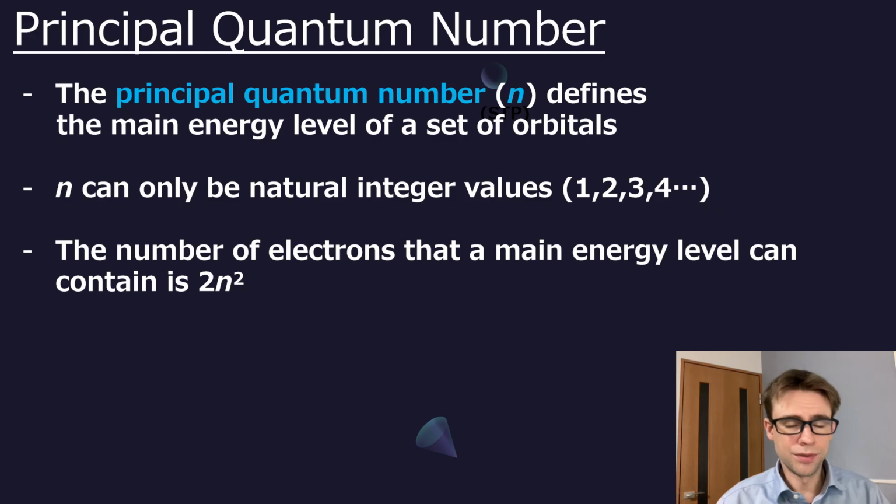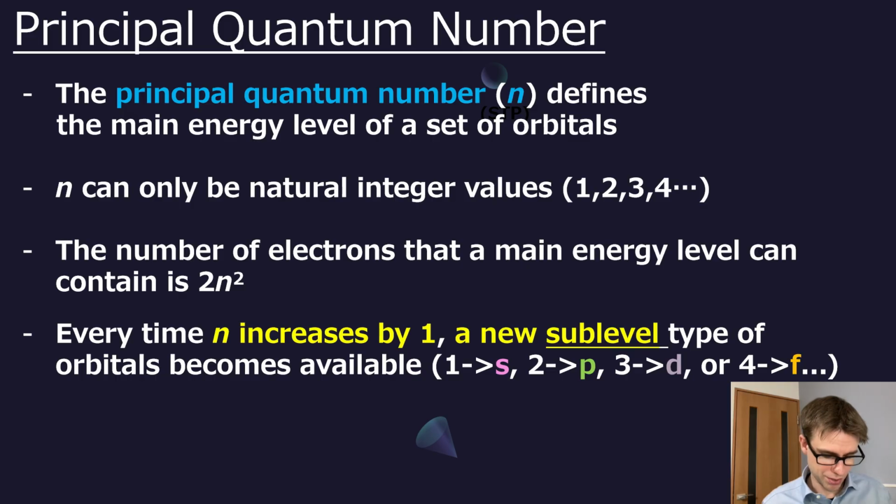Now, the number of electrons that a main energy level can contain is 2n squared. So level 1 can have 1 squared times 2, 2 electrons. Level 2 can have 2 squared times 2, 8 electrons. And that will go up and up and up quite quickly. We'll get into why that is in my next video.